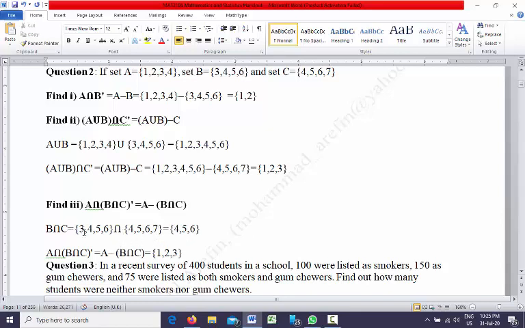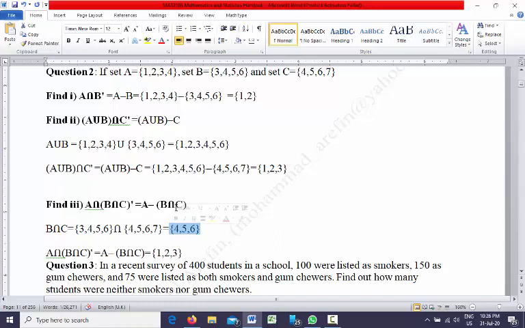Right. So this is set B, and this is set C. We want to do intersection. Intersection means common only. So here we can see 4 is common. Here we have 4, here also we have 4. So 4 is common. 5 and 6 are also common. So B intersection C is 4, 5, 6.